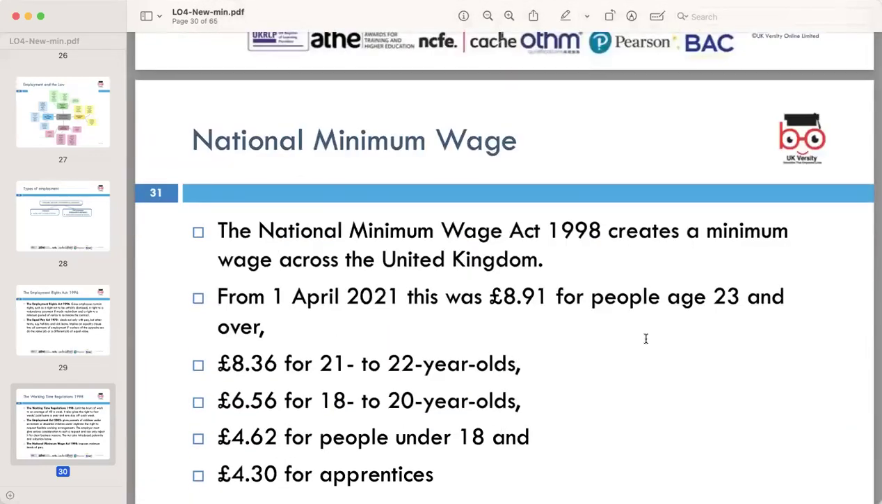Then we talk about the National Minimum Wage. The National Minimum Wage Act of 1998 establishes a mandatory wage floor throughout the United Kingdom. As of 1st April 2021, the rates are set. I think there are many changes after that, but here it is talking about 1st of April 21. The rates are set at £8.91 for individuals aged 23 and over.